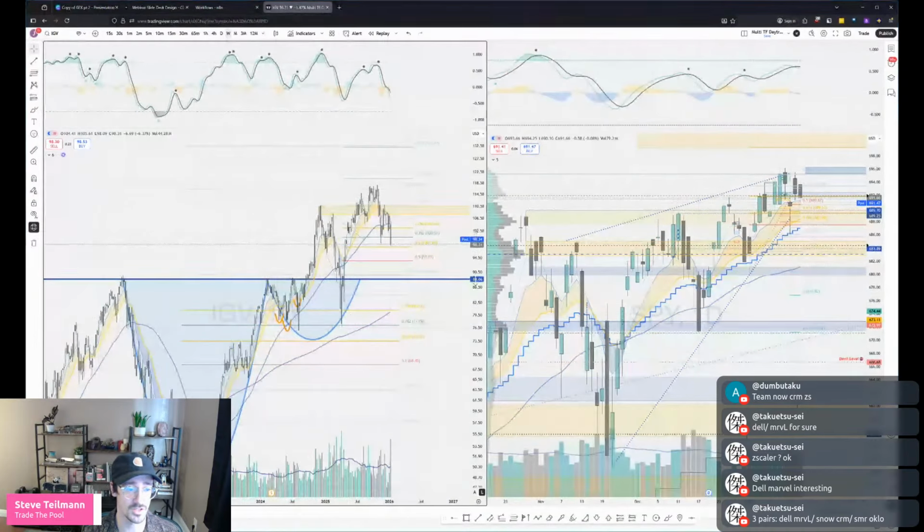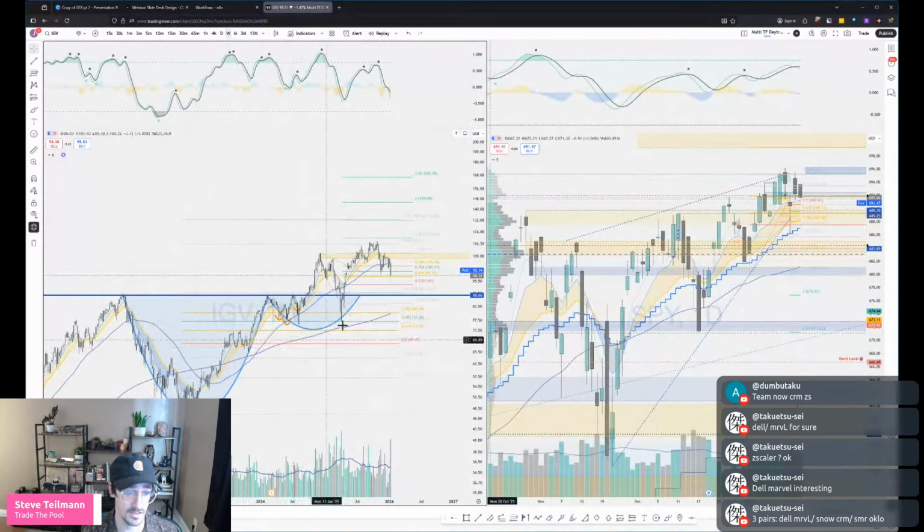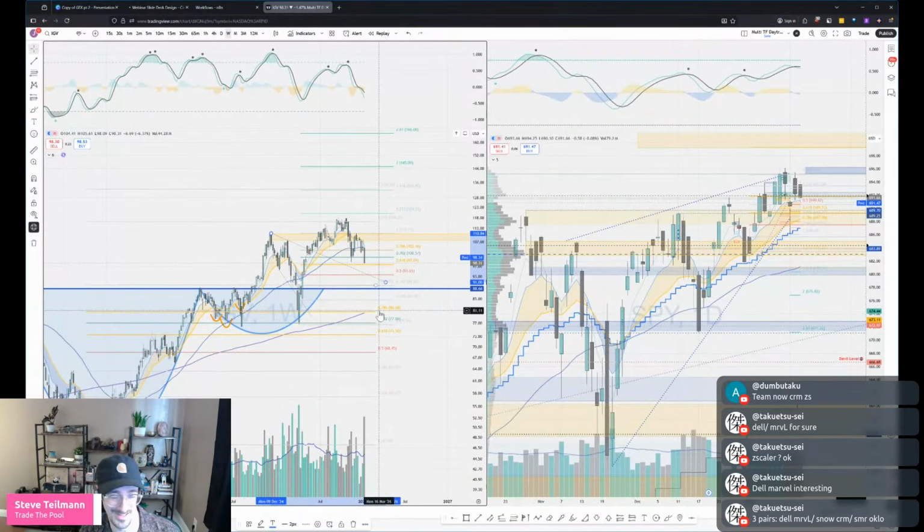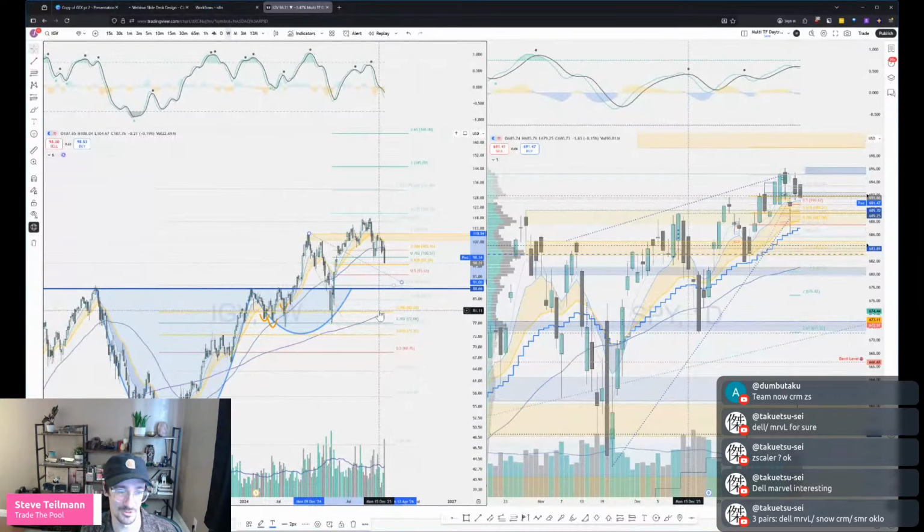But IGV, what do we see? It was a cup and handle. It could not find traction here. Now we're seeing pretty large selling. For me, it's not that software as a service needs to go down. It's just that it is going down and it's not showing me a reason to buy it yet.